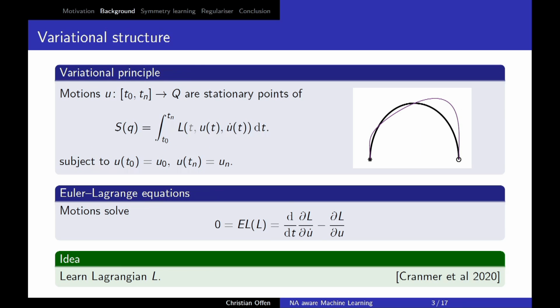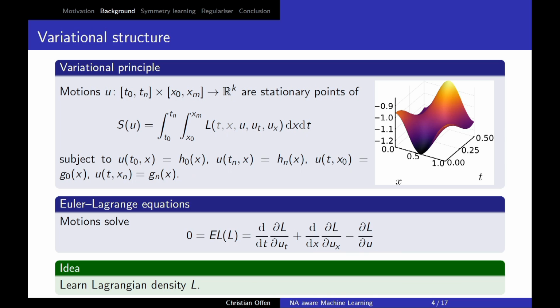Okay, so a repetition, what is variational structure? A dynamical system with variational structure means that the solutions are governed by a variational principle. So solutions are stationary points of some action functional, which is equivalent to saying that the motions solve this second-order differential equation, the Euler-Lagrange equation, and a popular way of learning these systems is to learn the Lagrangian L. And there are extensions of this where you include external forcing terms and so on and so forth. You can do this on a PDE level as well.